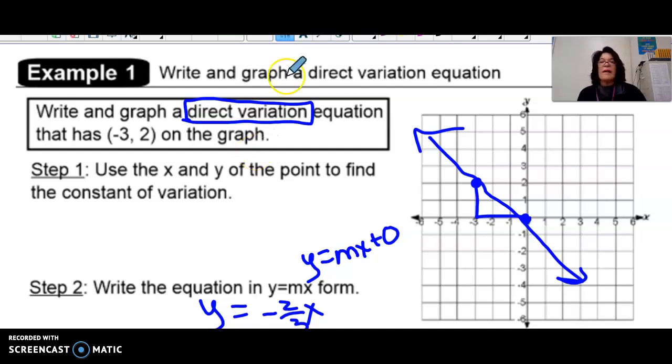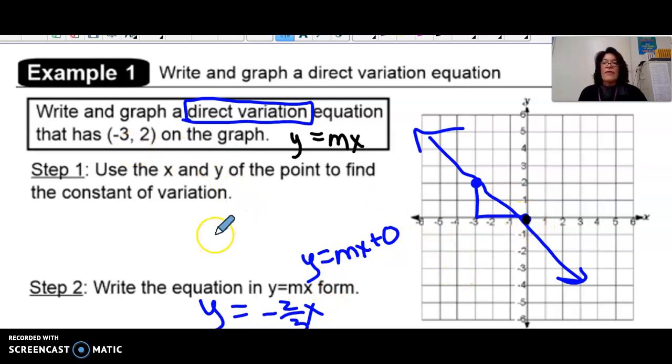Okay, hi guys. Back to this variation problem that we were working on. Like I said, a direct variation, instead of y equals mx plus b, it's just y equals mx. It always goes through the origin, always, always. So when they tell me we have a direct variation, I know it goes through the origin.